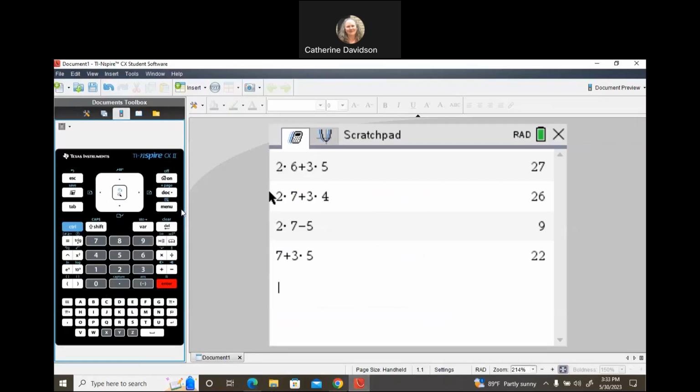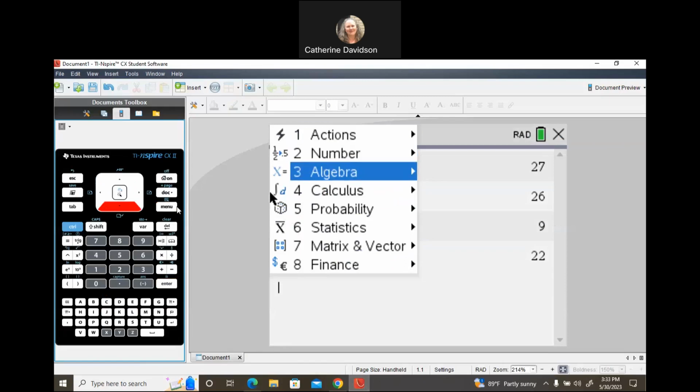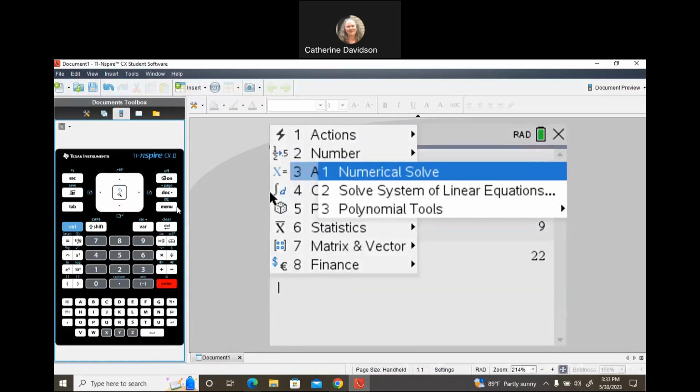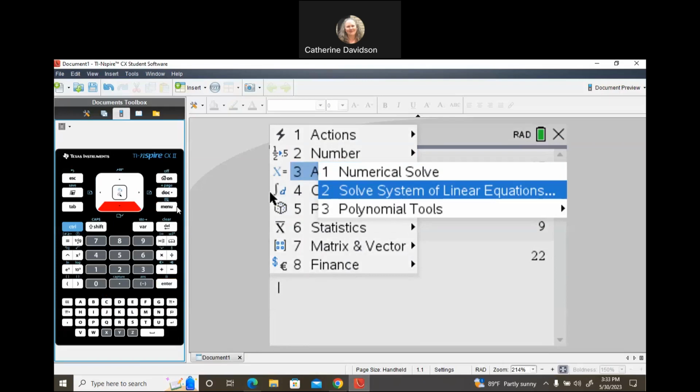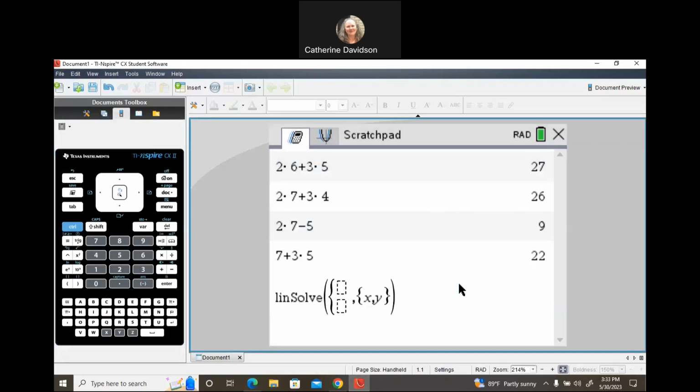So some of you may remember this. You're going to hit Menu, Algebra, solve a system of linear equations. What's nice with the video is you can stop and pause these and go back. So menu, algebra, solve system of linear equations. This dialog box, we're not going to change anything in there. So we're just going to click OK.